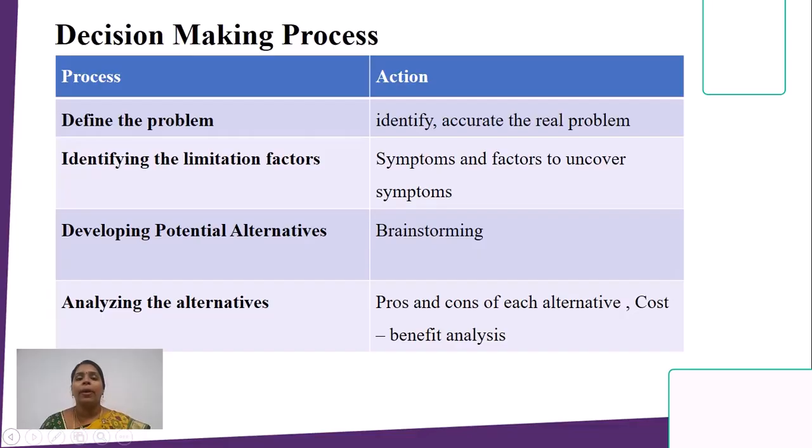Next, developing potential alternatives. After identifying the correct problem and identifying the limiting factors, it is the duty of the managerial economist to build alternative solutions for the given problem. It is advised in economics to go with alternative solutions for one single problem. There are techniques used to identify alternative solutions. One of the most famous techniques used is brainstorming.